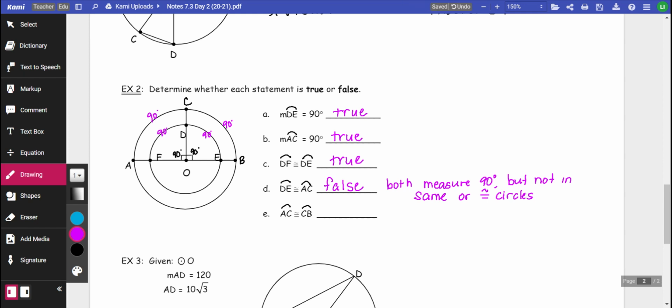And finally, part E, we have arc AC congruent to arc CB. This, of course, is also true. They are both arcs measuring 90 degrees within the same circle.